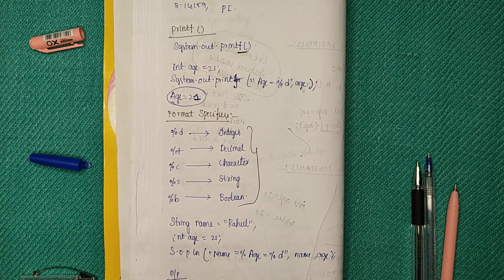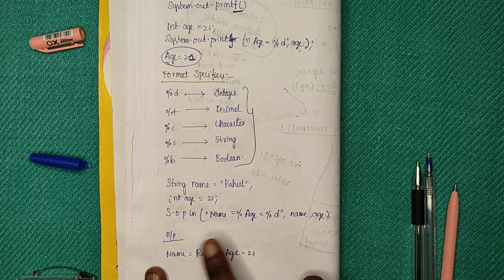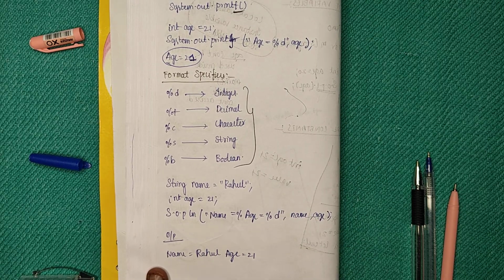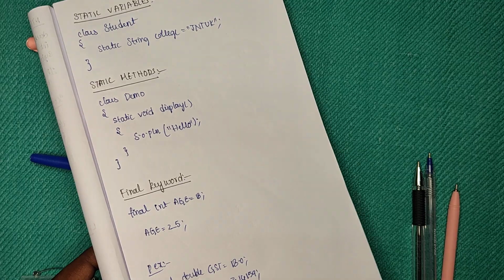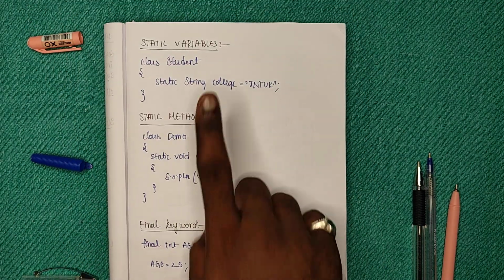This is the example program, with string name, int age, System.out.println. This is the output. In a more professional way, salary reports, student results, invoices, and marks memos all use formatted output. So now see the static variables.